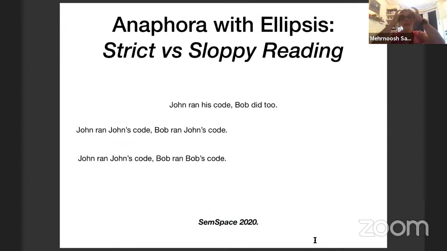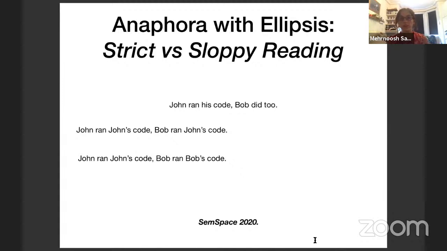And what's very nice, and an achievement or a result of its own, and we again go through all the details in some paper, is that whenever you work with discourse, you have anaphora, you have ellipsis, and your theoretical linguist is going to immediately ask you, how about cases where you have anaphora and ellipsis? This will immediately lead to an ambiguous situation. And then you have at least two readings for the examples I'm going to explain in a second, strict versus a sloppy interpretation. So you have: John ran his code, Bob did too.